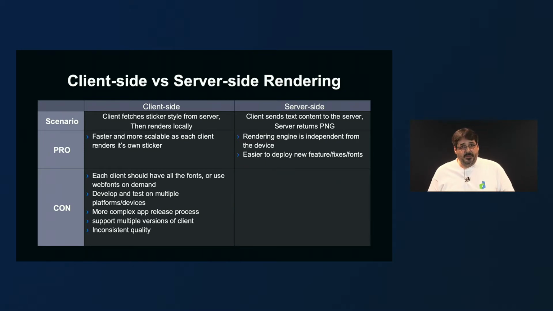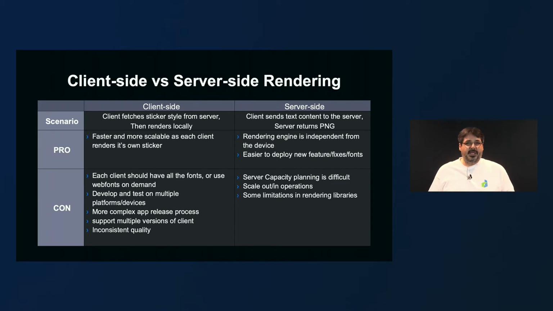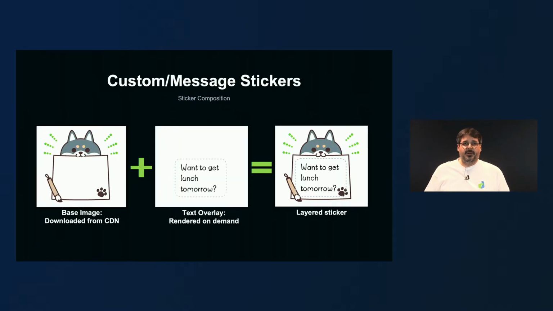On the negative side, though, we increase the computational load on the servers, so capacity planning is more complex, and we need to take care about scale in and out operations for proper resource management. And also there are some limitations in rendering libraries that we will see a bit later on. So now let's go back to the sticker composition page to see what we decided to do.